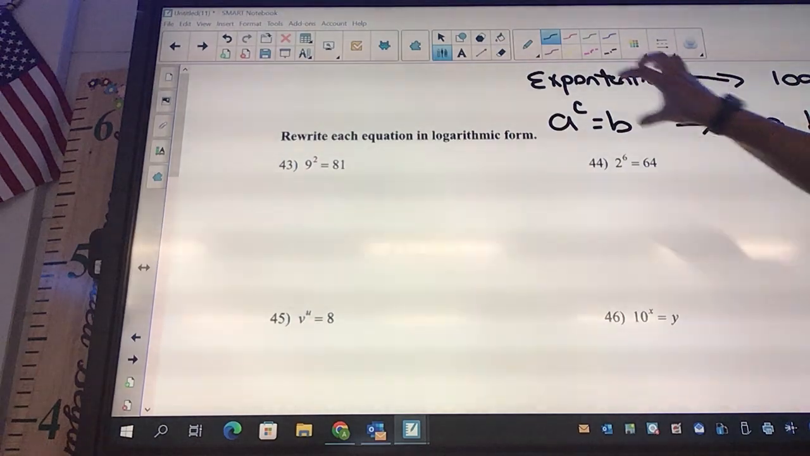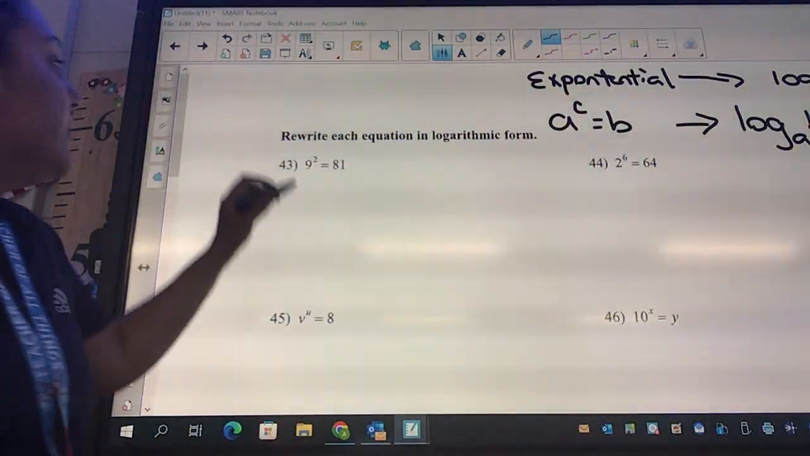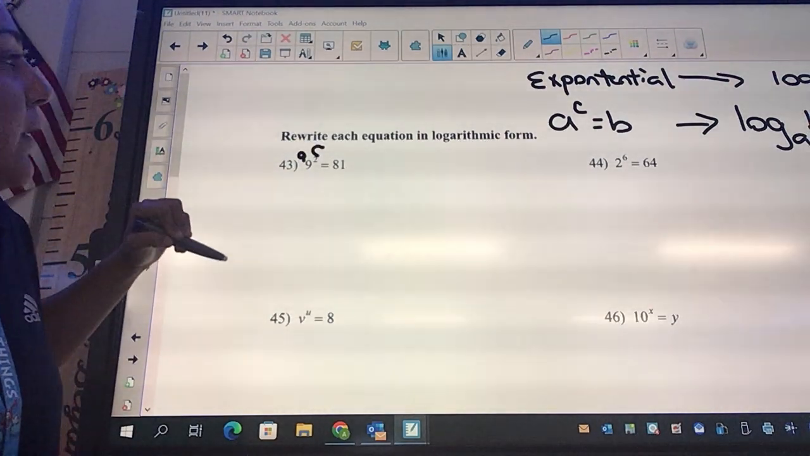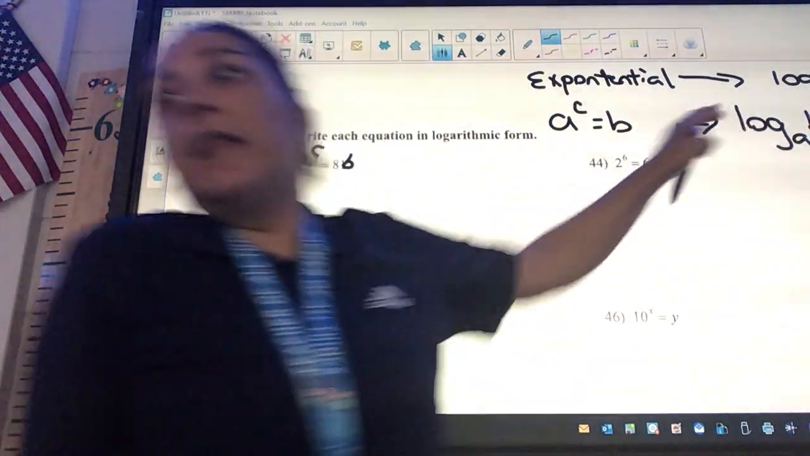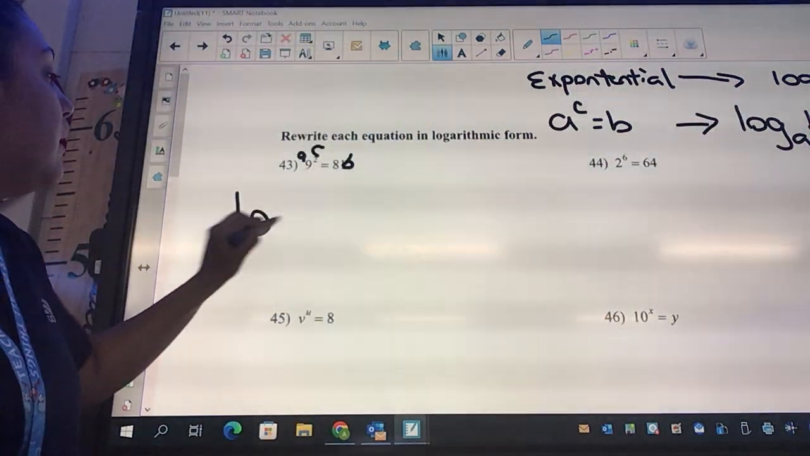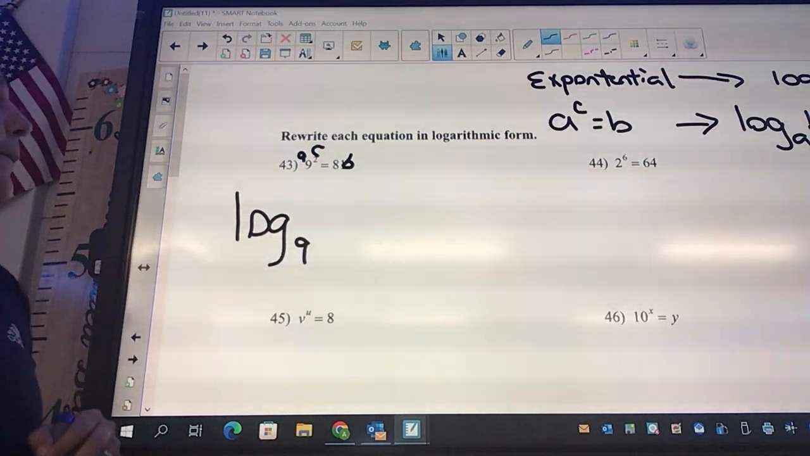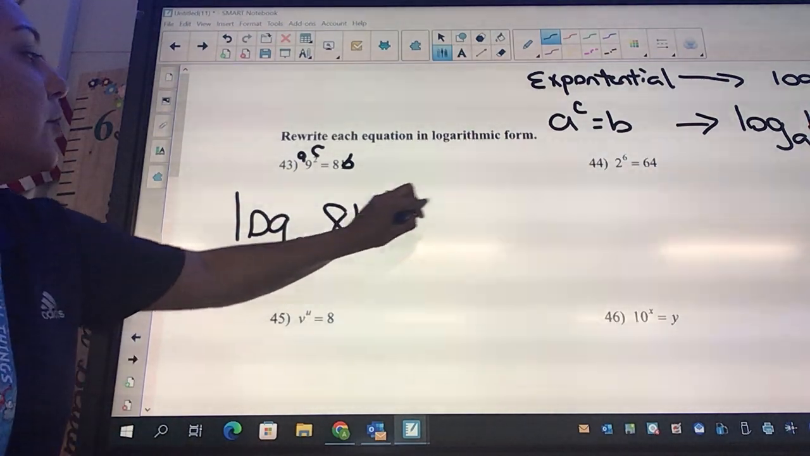Okay, so if we're using this formula, what is the 9? A. 9 is the a. What's the 2? C. 81? B. Okay, once you have them labeled, it's really easy to write it like this. So it's going to be log, and we write a first, so that's going to be 9, and it needs to be a little 9, of b, 81, equals 2.